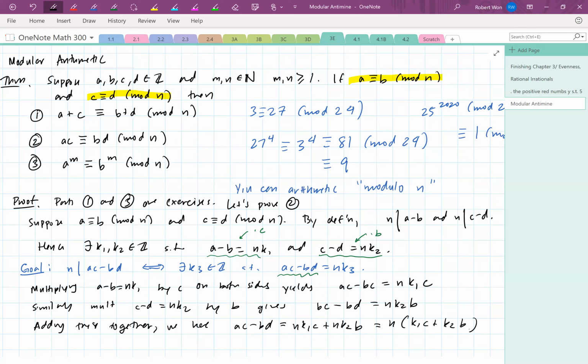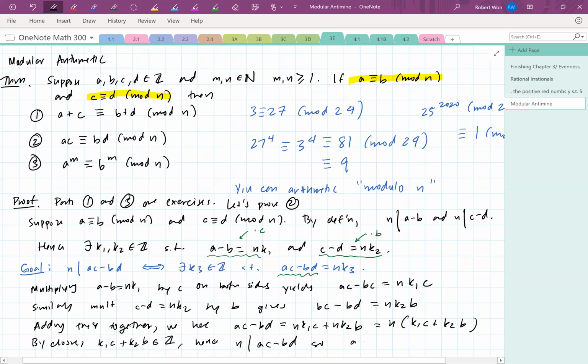Now, AC minus BD is n times something, and that something is an integer by closure of the integers, because k1, k2, B, and C are all assumed to be integers. So by closure, k1 C plus k2 B is an integer. Hence, n divides AC minus BD. So AC is congruent to BD modulo n.